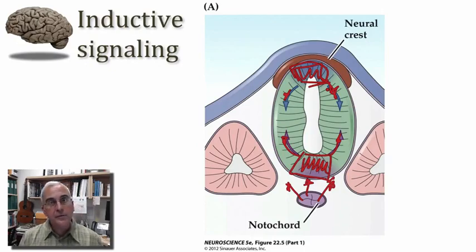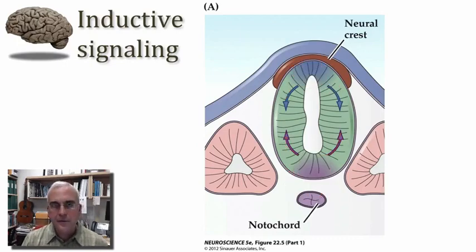So dorsal and ventral become really key regions within the developing neural tube that have an influence on the ultimate fate of the cells that are developing in those regions. So I'd like to give you some specific examples of some of these inductive signals so you have a bit of a feel for really what's going on here.